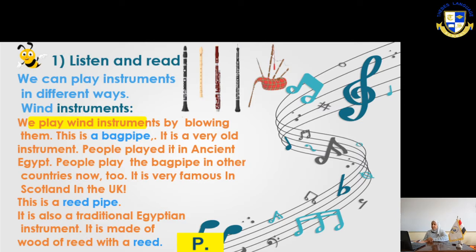This is a reed pipe. This is another instrument. It's called reed pipe. It is also a traditional Egyptian instrument. It is made of wood of reed with a reed. So we have two kinds of wind instruments, bagpipe and reed pipe. It's like a bag and there are places where we blow in, so it makes sounds coming out of it to make music. And there is another instrument called reed pipe. It is made of wood of reed with a reed.